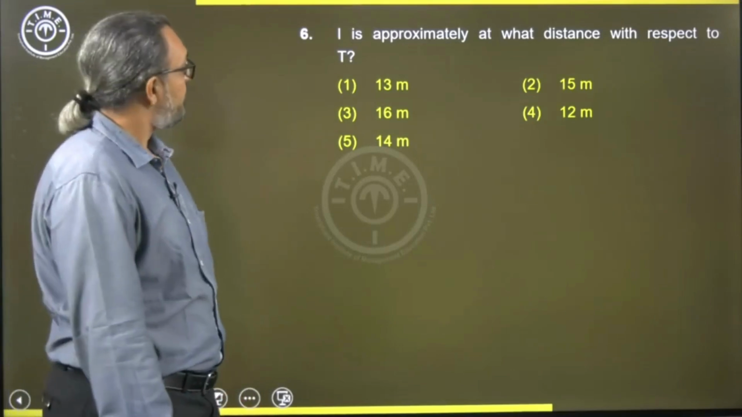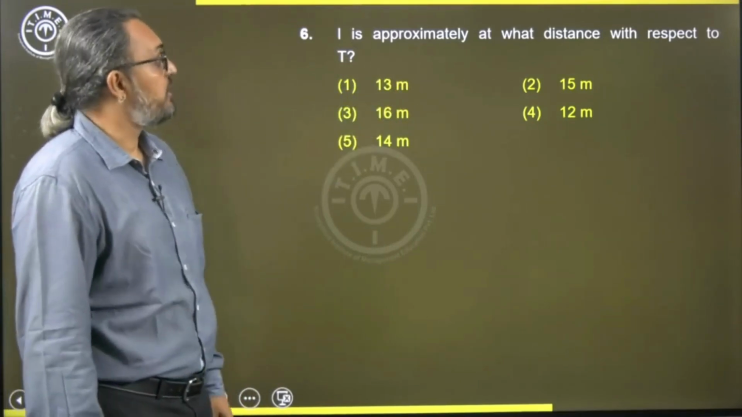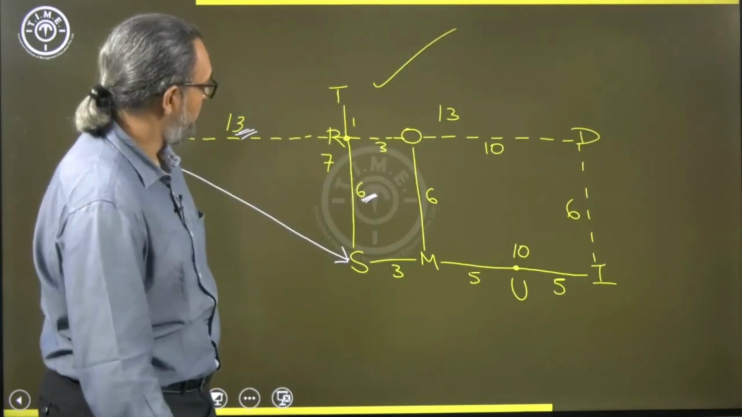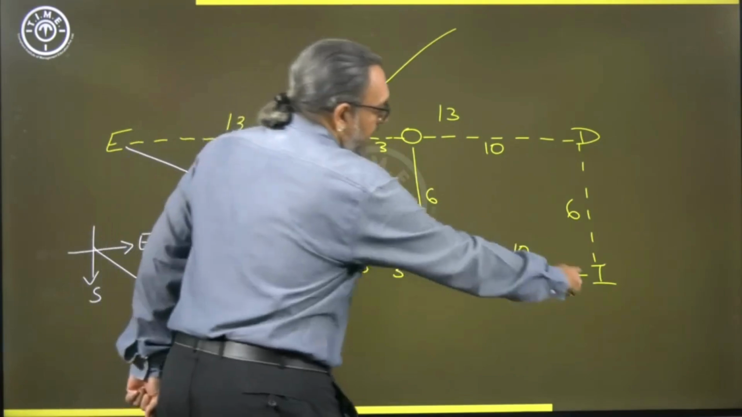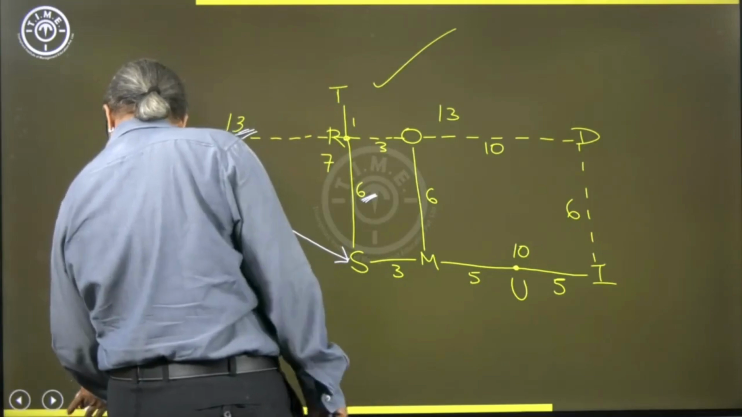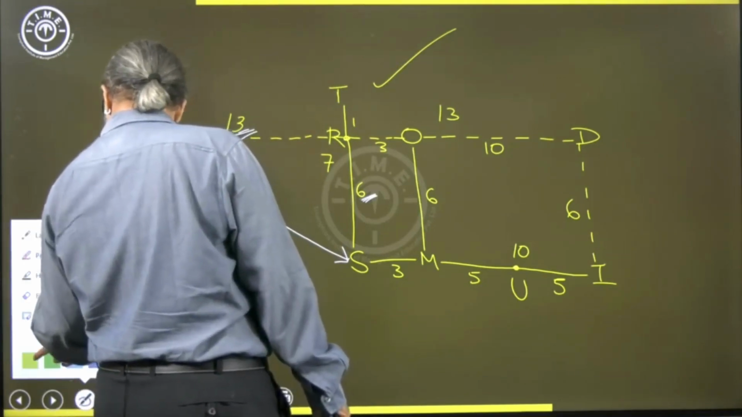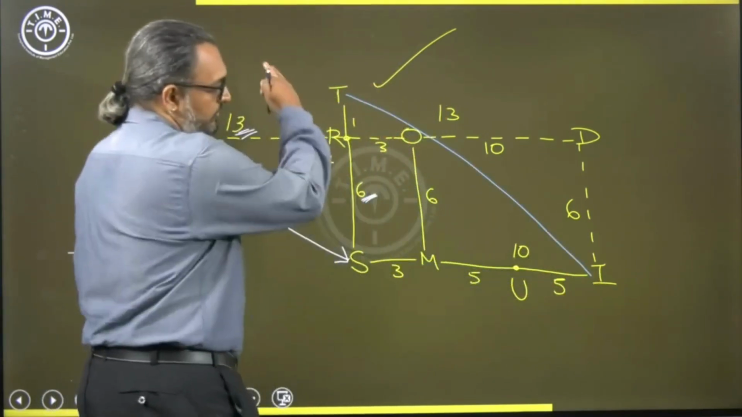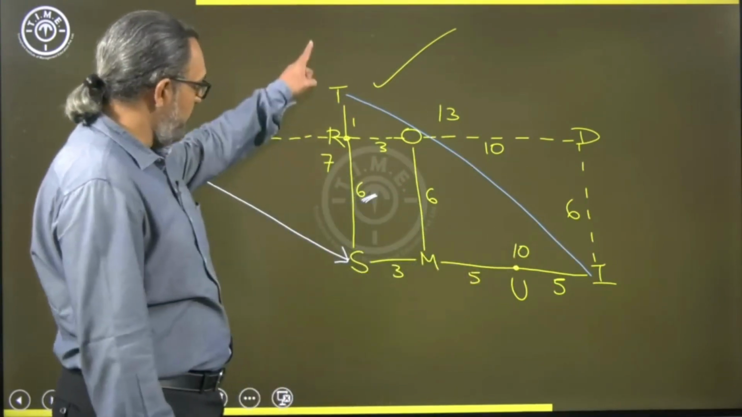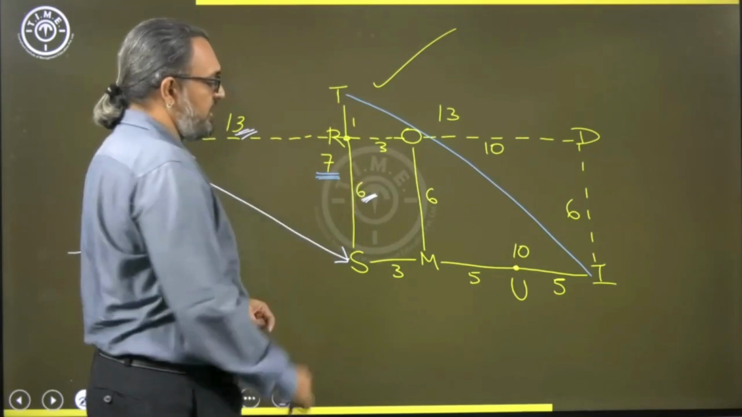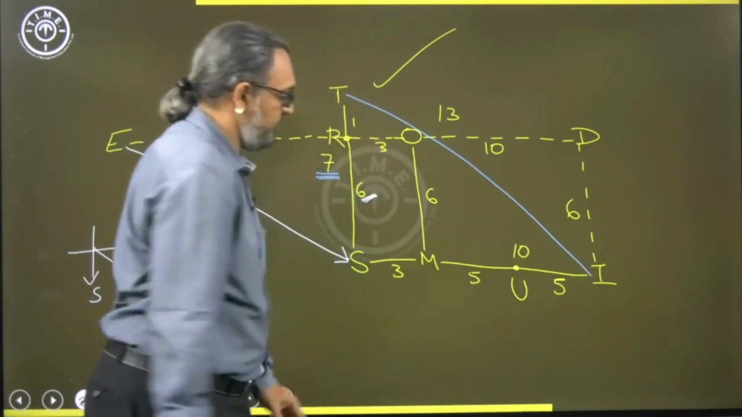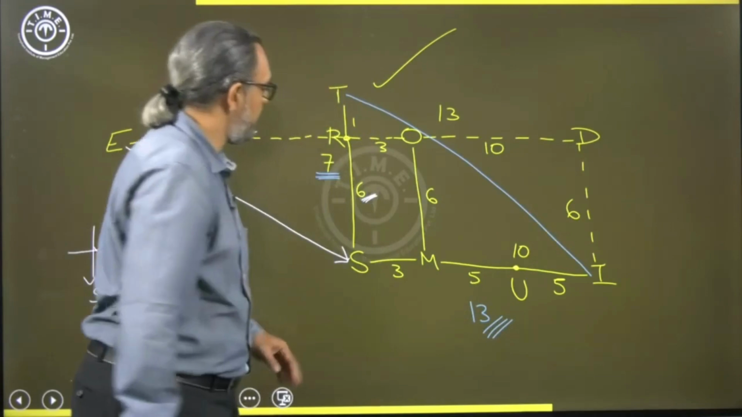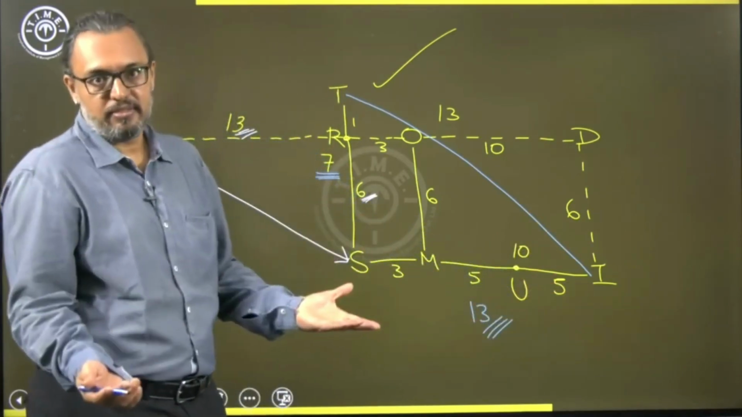The next one, I is approximately at what distance with respect to T? Only distance is asked. I is at what distance from T? So between I and T, we need to check. Okay. So check here. So this is I and T. So I need to confirm how much distance that is. So between I and T, how much is the distance? So again, we need to now take this value 7 and then this total value. We have 5 plus 5, 10 plus 3, 13. So total 13 we will consider. So you have 7 and you have 13. What is the distance?